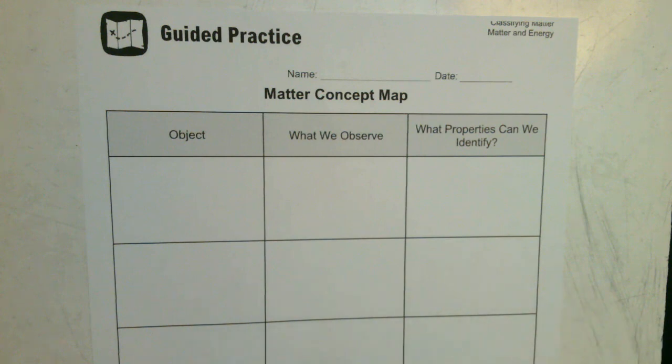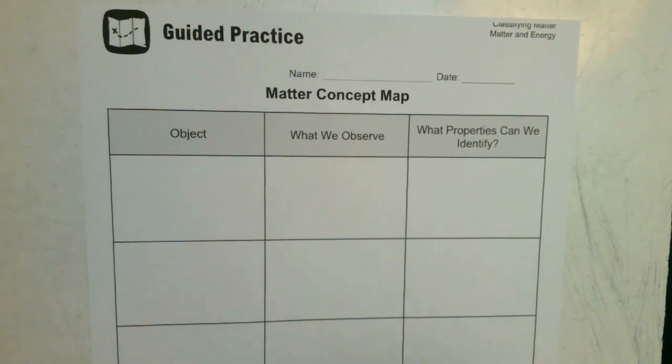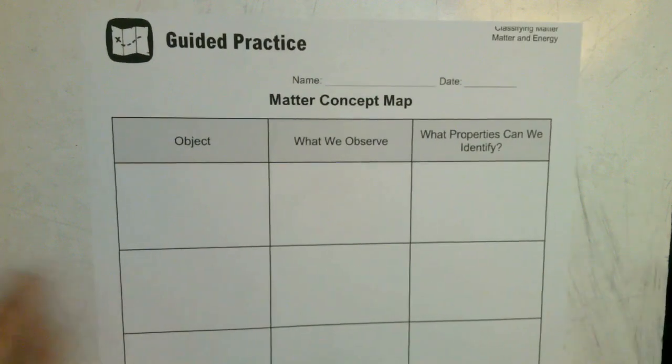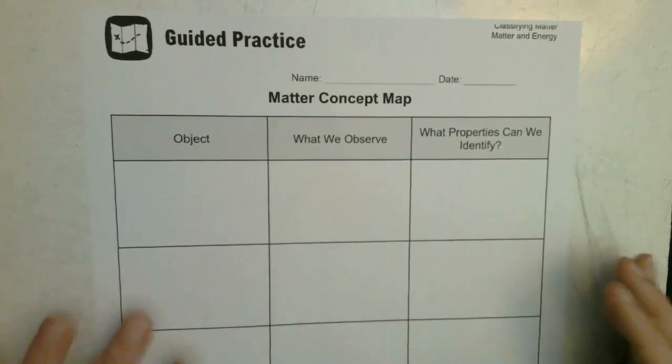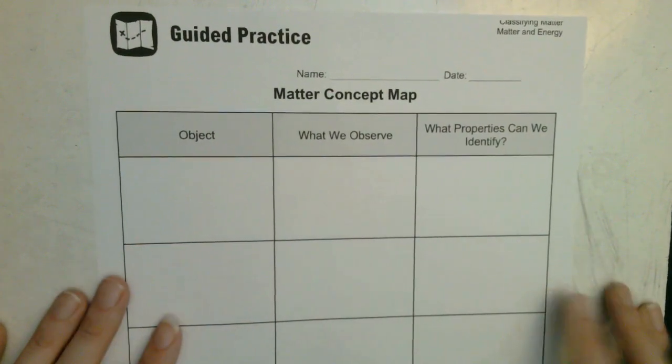So this is going to help us keep our organization of our different observations and different objects lined up so we don't have a million different categories or a bunch of notes and it's not easy enough for us to read. A concept map organizes our thoughts and makes it easier for us to read.